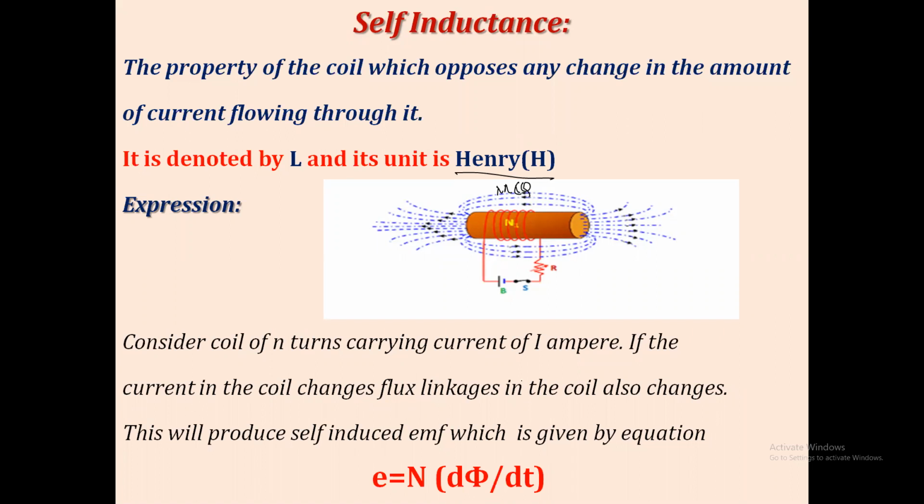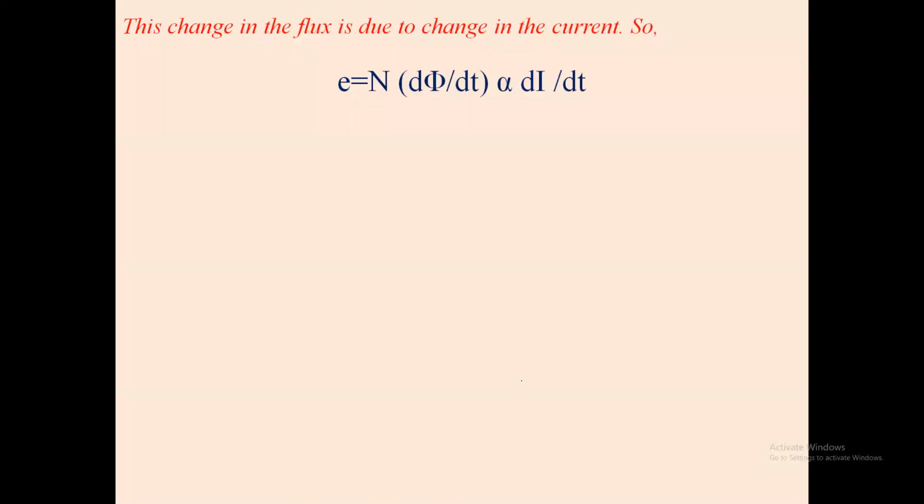Is it right? So in this equation, N is constant and d phi by dt is directly proportional to di by dt. The change in flux is due to the change in current, so as we have the normal equation E is equal to N d phi by dt, I will now write that the induced EMF is also directly proportional to di by dt. Do you agree with this?